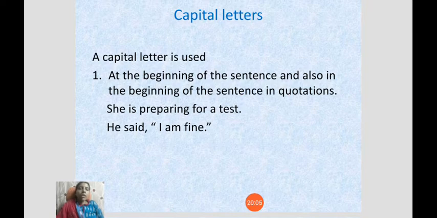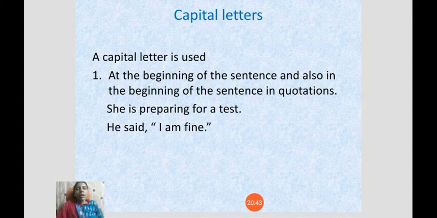Now look at the second example. He said, I am fine. I am fine is written in quotations because this is direct speech. The sentence begins with I. I am fine is the sentence in quotations, and the sentence begins with I. So I is written in capital.